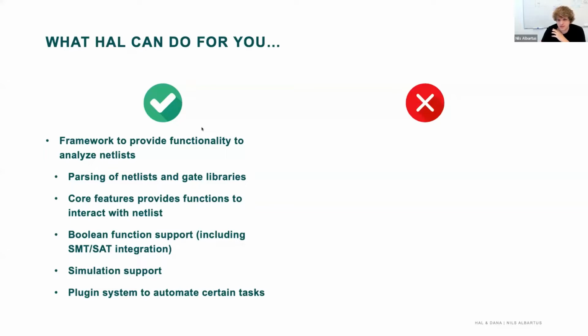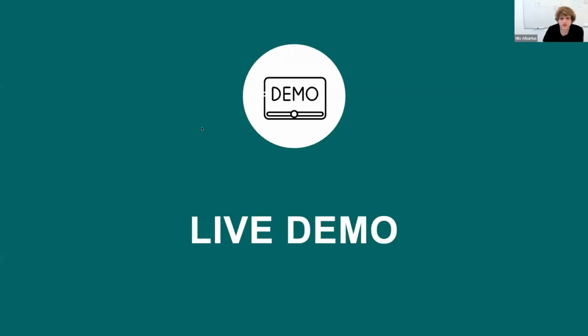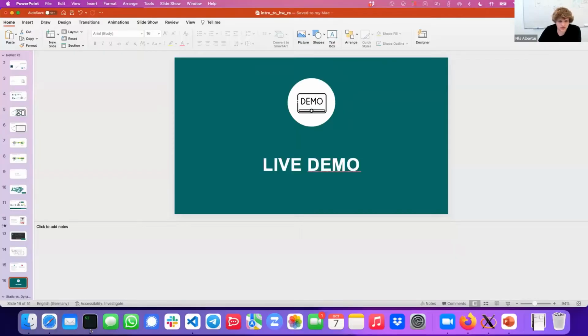But what Hell is, of course, not, is a one-click solution, so you cannot input your netlist and then have everything wonderfully modularized or figured out automatically. This is not what Hell is for. I mean, that would be the dream, and we are working towards that in 20 years or whatever. But right now, Hell just provides the basic functionality to analyze the netlist, and you can use it to do your analysis. So I'm going to give you a live demo of what it looks like.